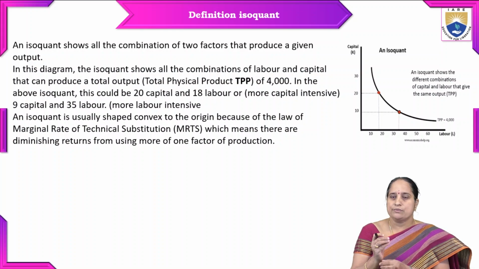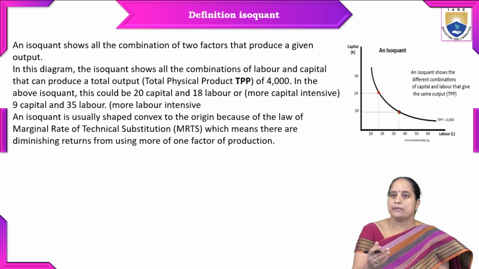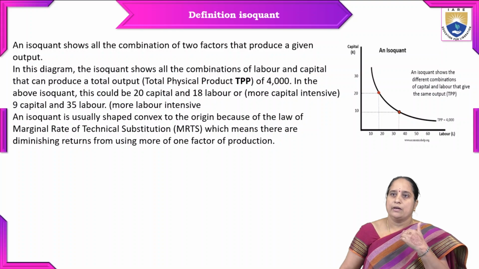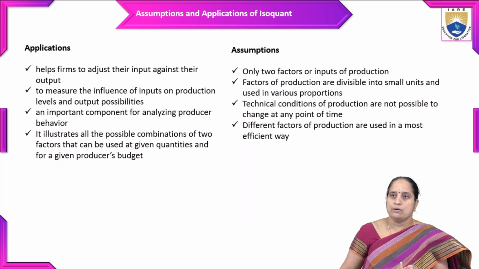An Isoquant is usually shaped convex to the origin because of the law of marginal rate of technical substitution, which means that there are diminishing returns from using more of one factor of production. Either you are going to increase the capital and decrease the labor, or vice versa. So it always follows the law of diminishing returns.